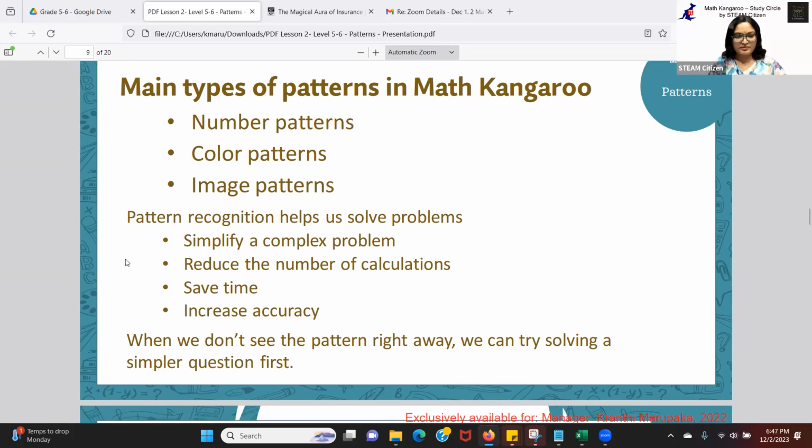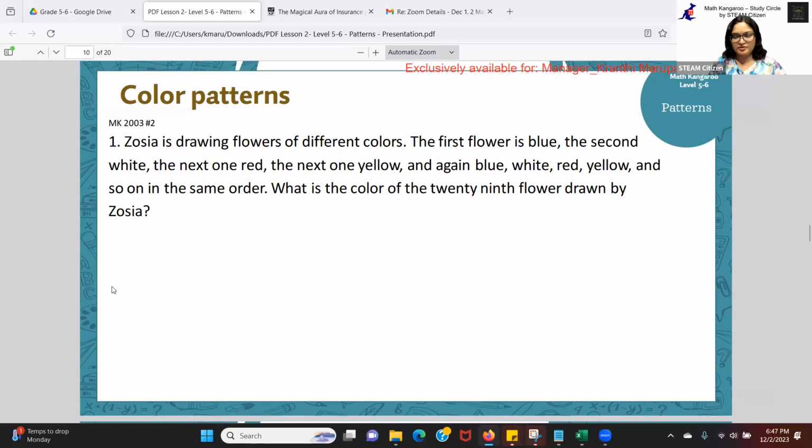Thank you. Okay. Harry, would you like to attempt this? Sure. Zoja is drawing flowers of different colors. The first flower is blue, the second white, the next one red, the next one yellow, and again blue, white, red, yellow, and so on in the same order. What is the color of the 29th flower drawn by Zoja?